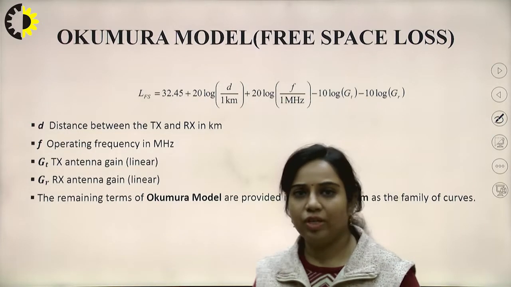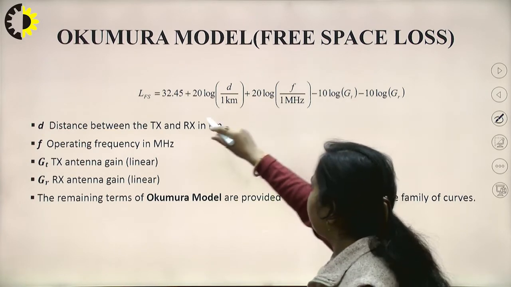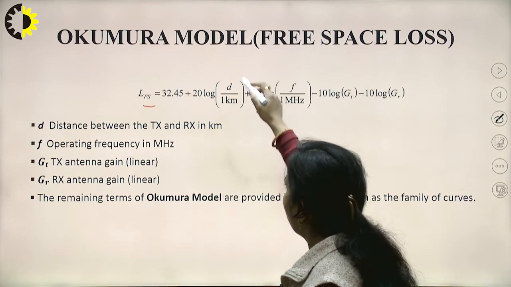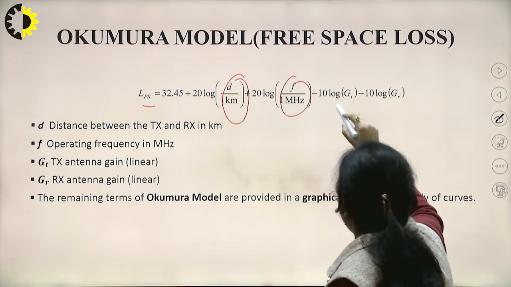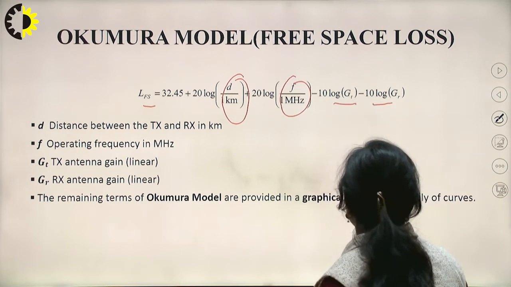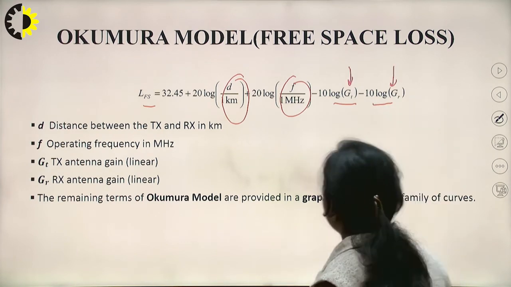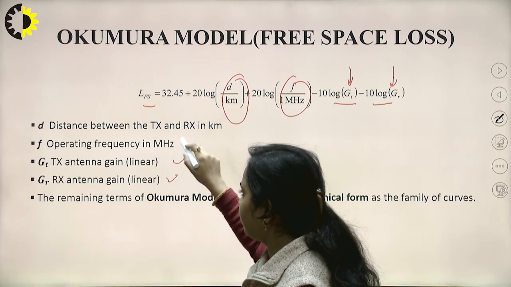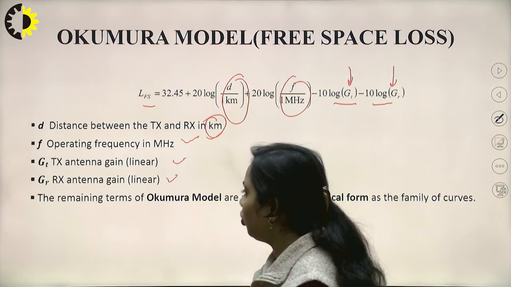Now next is free space loss. This is the equation for the Okumura model free space loss, where LFS equals 32.45 plus 20 log of D divided by 1 kilometer plus 20 log F divided by 1 megahertz minus 10 log GT minus 10 log GR. GT is the transmitter antenna gain, GR is the receiver antenna gain. F is the operating frequency which is in megahertz. D is the distance between transmitter and receiver and it is expressed in kilometers.